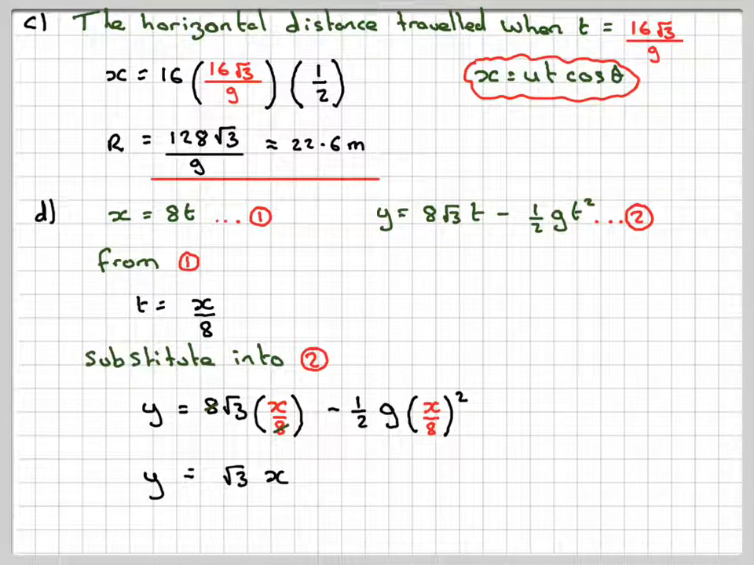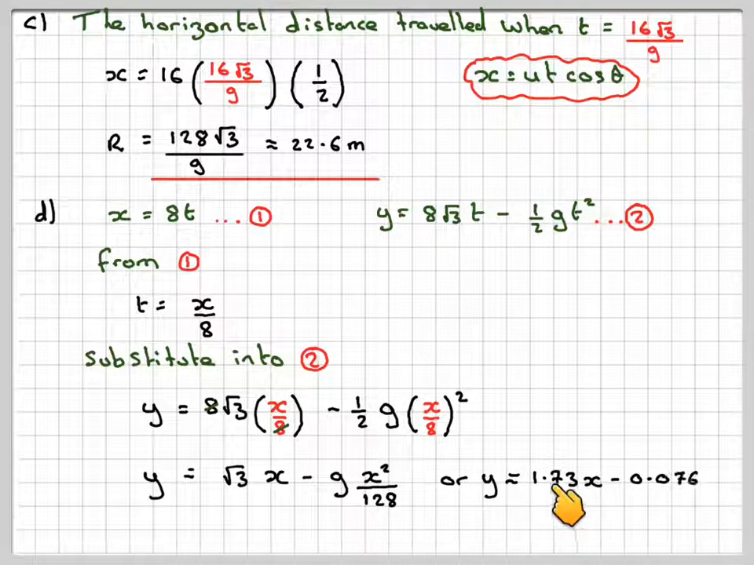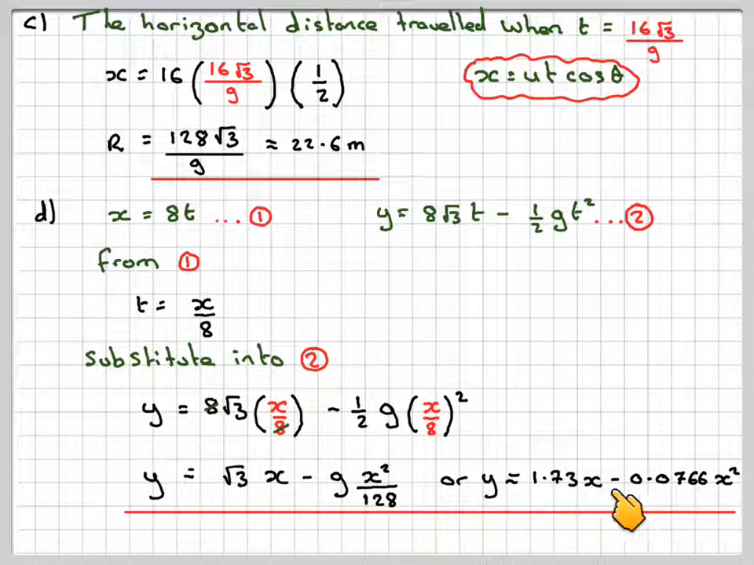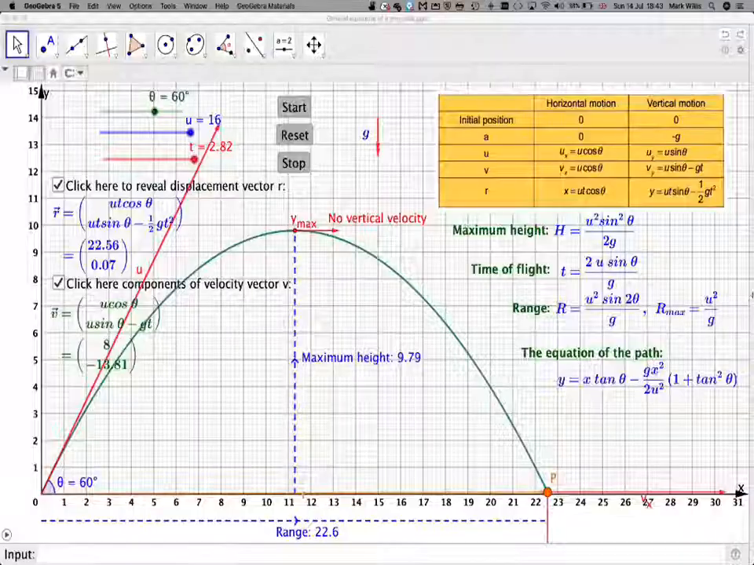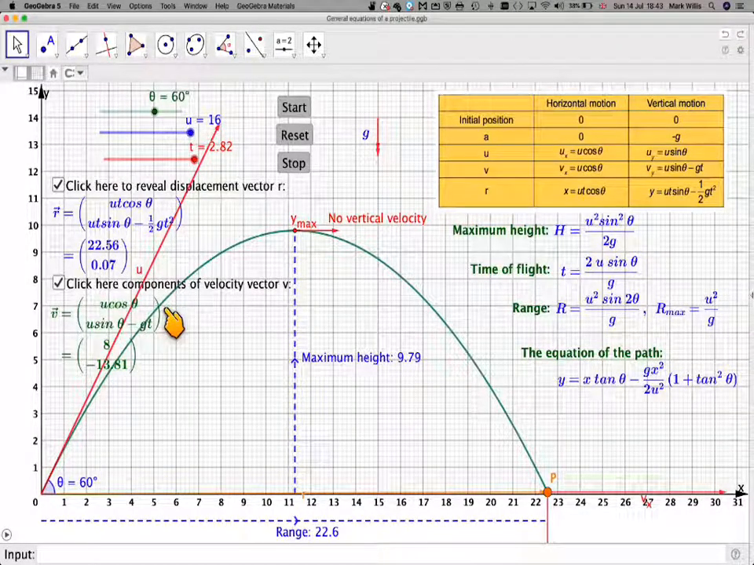So the 8's will cancel, so we get root 3 x minus g... now 8 squared is 64, times 2 gives you 128, so x squared over 128, or approximately that will be equal to 1.73x minus 0.0766x squared, which is probably what we would expect, because we would expect this to be a quadratic equation with no constant, because it starts at 0, 0.